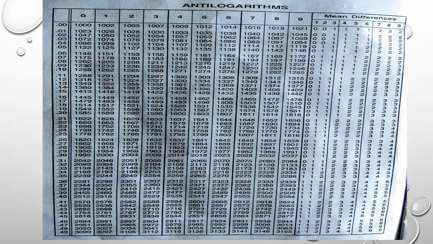Here the first vertical column, we are going to call it the main column. And then the numbers from 0 to 9, these columns we are going to call the difference columns. And at the last you can observe this is the mean difference column. Is it clear? Main column, difference column, and this is the mean difference column. So this is the anti-logarithmic table. We are going to use this table to find anti-log of given numbers.